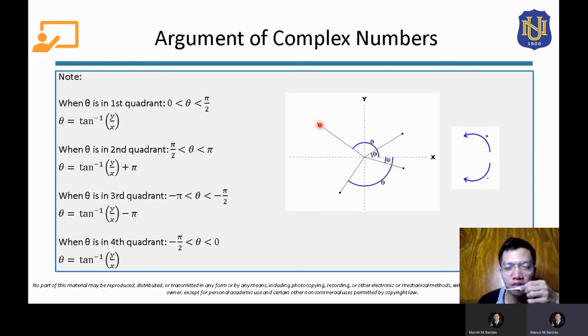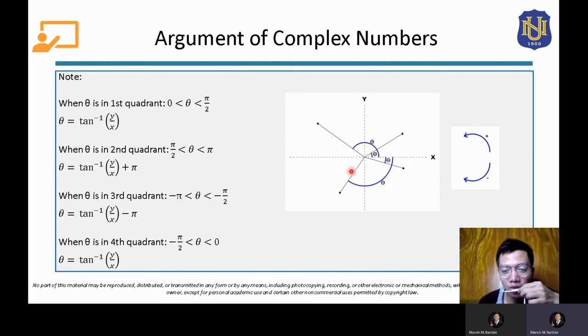Now for the argument in the second quadrant, it can be solved by this formula. Theta is equal to arctangent of y over x plus pi. The thing here, class, is that if you're going to solve for arctangent of y over x for this complex number in the second quadrant, the angle that you're going to get will be this angle, and this angle is not the argument. Again, your argument is this one. So it should be solved by this formula.